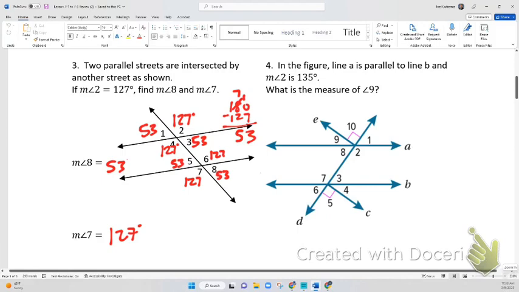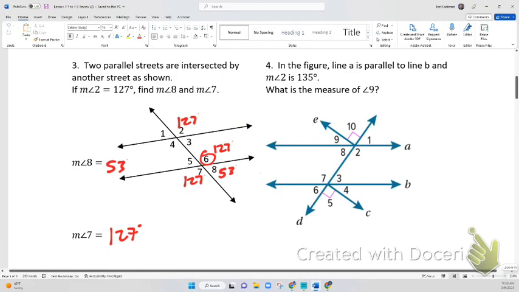The short way would have been 127 for angle 2. That means number 6, corresponding, is also 127. It technically is not that much longer, but a little longer. That would have left you with 53, 127. Saved you a little bit of time, but nothing too crazy. Okay? So that's how you do number 3.